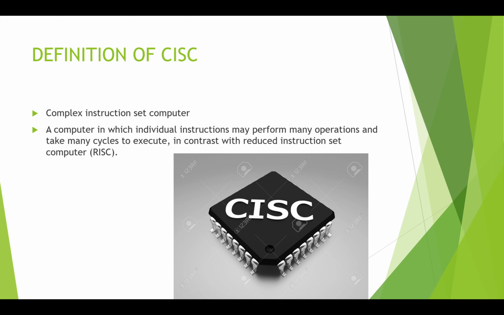Now we are going to learn about CISC. What does CISC mean? It is a Complex Instruction Set Computer, a computer in which individual instructions may perform many operations and take many cycles to execute, in contrast with the Reduced Instruction Set Computer, that is RISC. So this is the pictorial representation of CISC. This is how CISC looks.